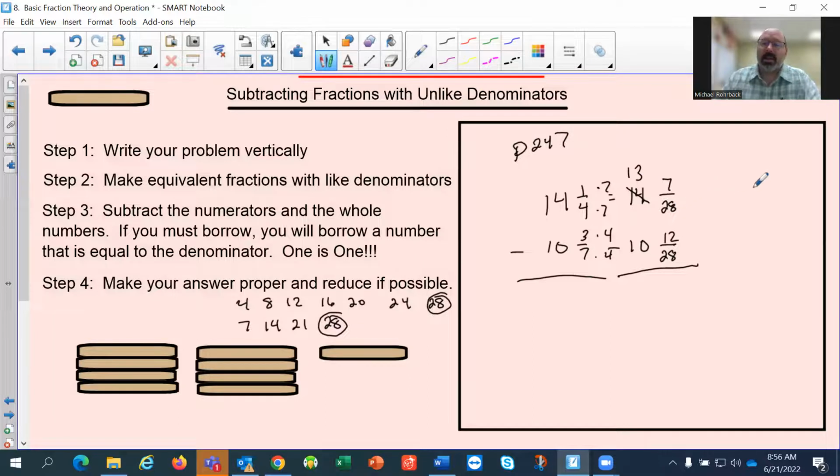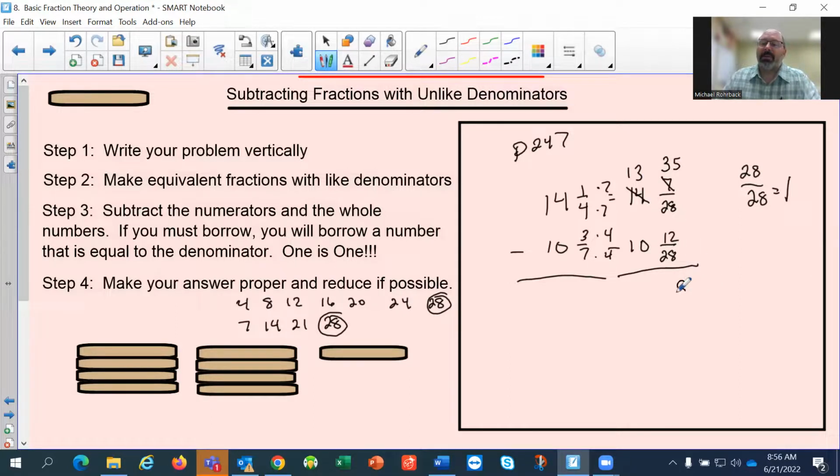Now, when you're dealing with something that has 28 pieces, what does it take to equal 1? Well, it's got to be the same number on top, right? So in this case, when we borrow 1, we are getting 28 28ths. So we need to add that to the 7 that we already have. 28 plus 7 is 35. So instead of 14 7/28, it's 13 and 35/28ths. Same exact number. We did not change the number. We just regrouped. 35 minus 12.